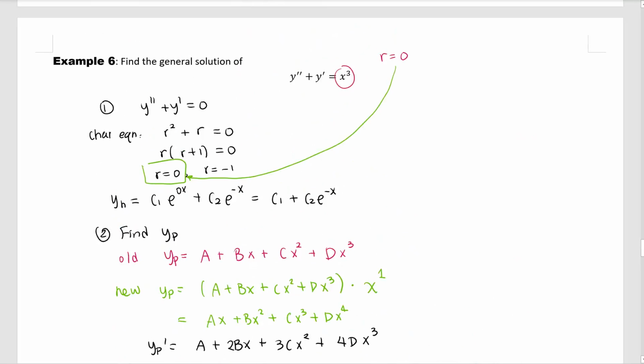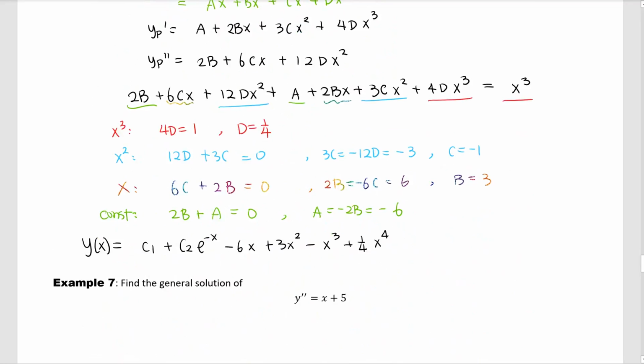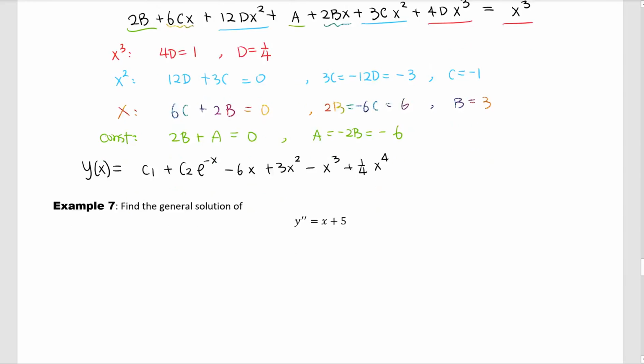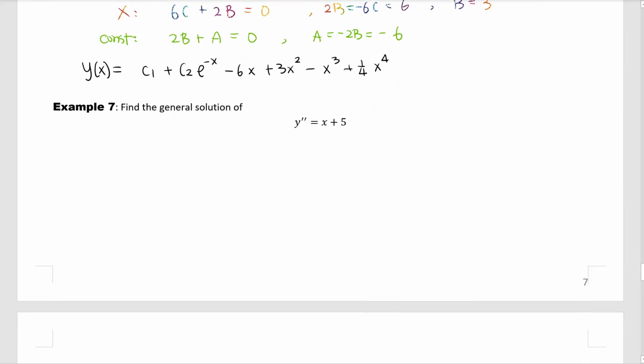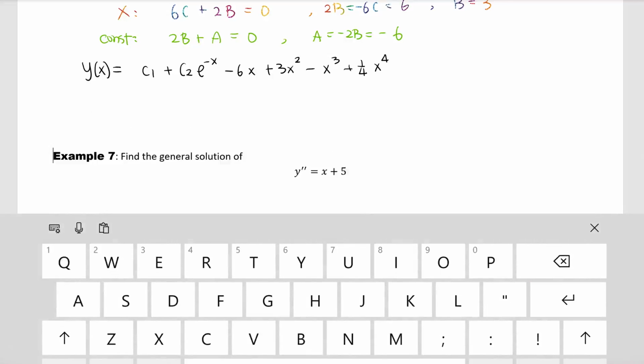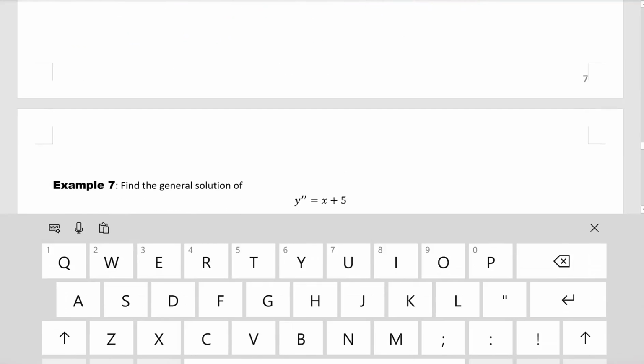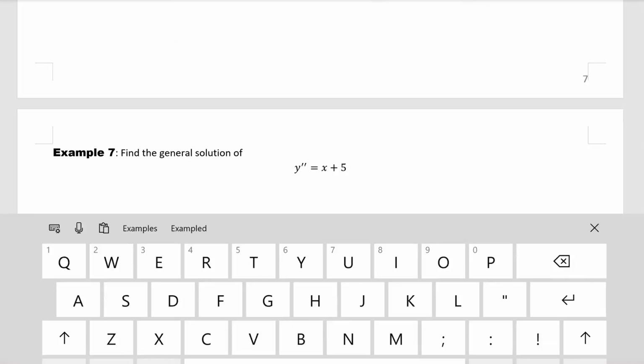Yeah, it's quite long. If the problem gives us initial conditions, then we have to plug in and figure out C1 and C2. The problem will be longer in that case. Okay, so example 7. Let me start with a next page.